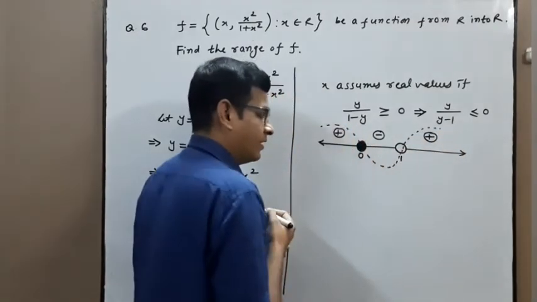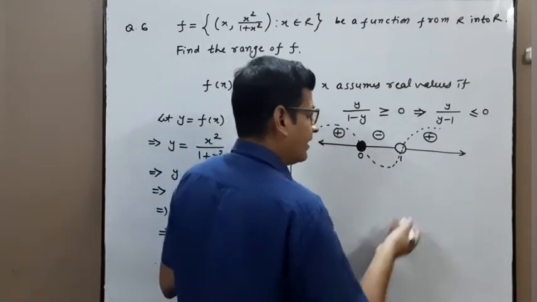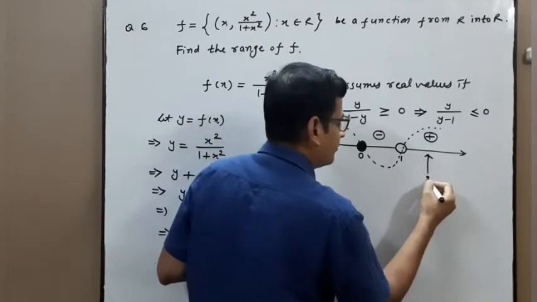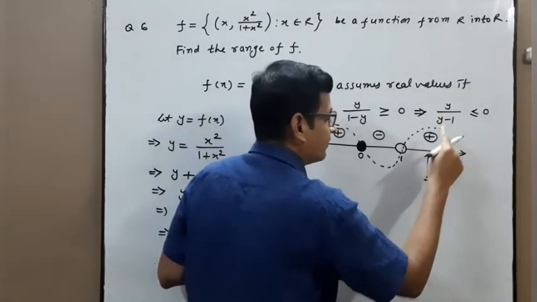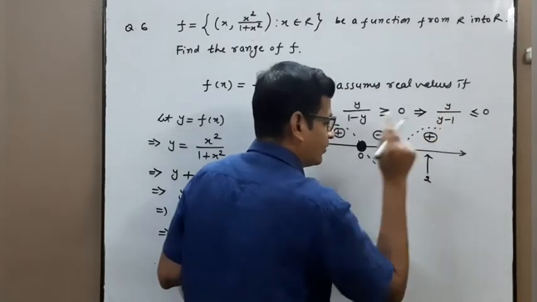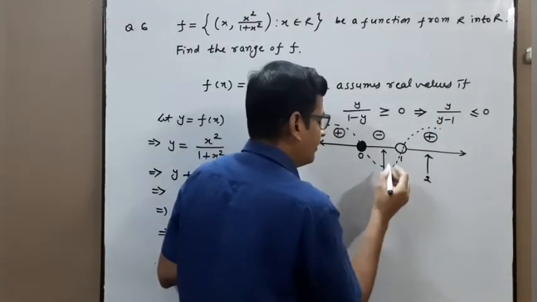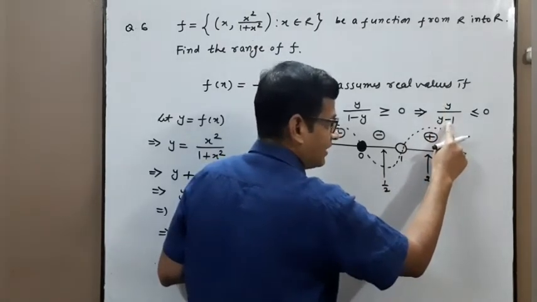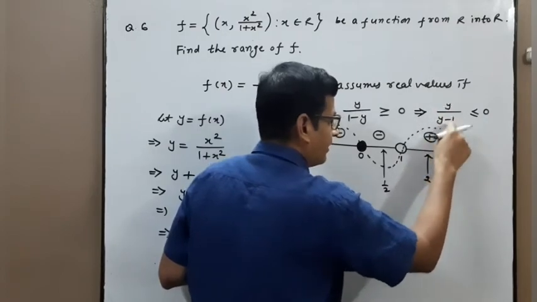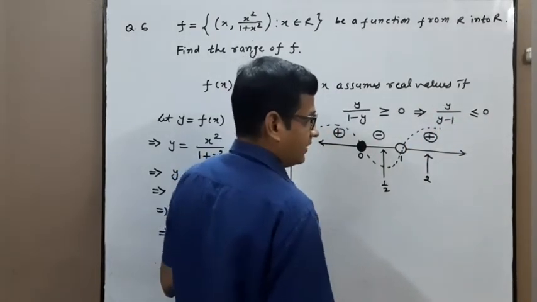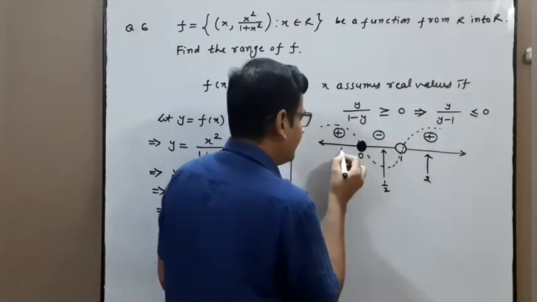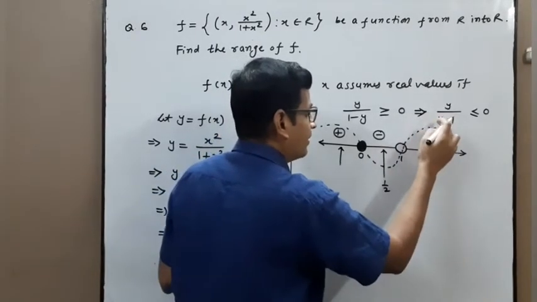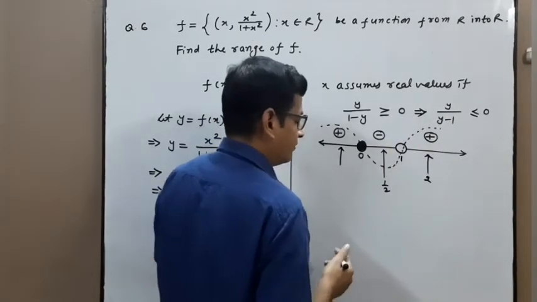By the Wavy Curve method. If you forgot this method, then always put in numbers and check. For example, take any number between 1 to infinity, say 2, and check: 2 upon 2 minus 1, positive upon positive, positive. Take any number between 0 and 1, 1 by 2: 1 by 2 upon 1 by 2 minus 1, which is 1 by 2 upon minus 1 by 2, so minus 1, which is negative. And take any number between minus infinity to 0, minus 1: minus 1 upon minus 2, negative upon negative, positive.